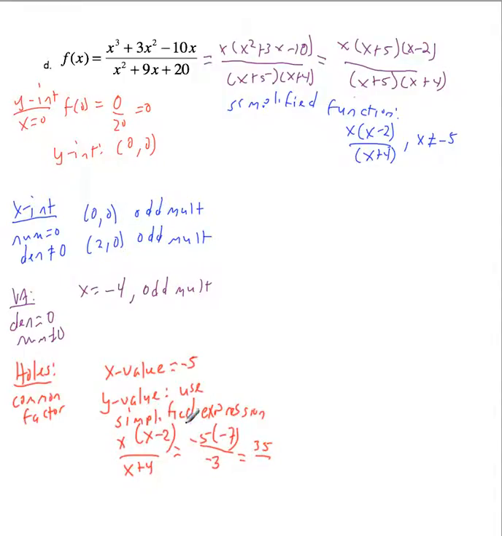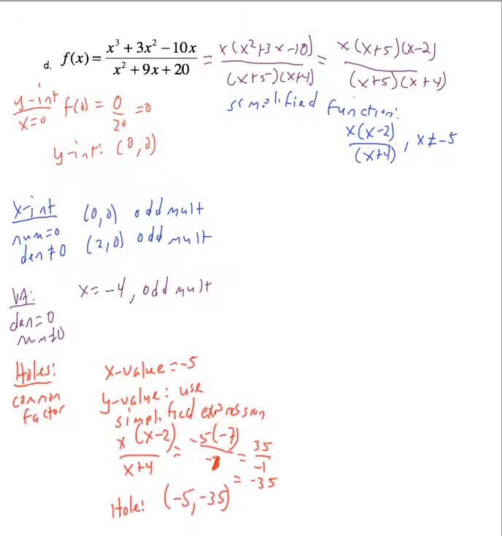The denominator is negative 5 plus 4, which is negative 1. So it's 35 over negative 1, which is negative 35. So we're going to have a hole at the point (negative 5, negative 35).